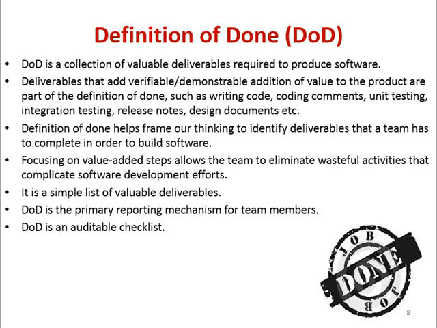So definition of done is a collection of valuable deliverables required to produce software that adds verifiable demonstrable addition of value to the product and are part of definition of done, such as writing code comments, unit testing, integration testing, release notes, design documents, audits, and so on. Then the third parameter is definition of done helps frame our thinking to identify deliverables that a team has to complete in order to build a software. So team is aware that what is my definition of done. So they can't say that my project, my component is 100% complete, even though they are in the coding stage only.